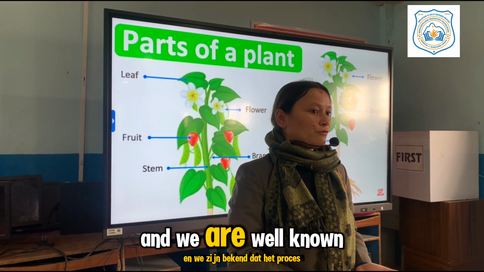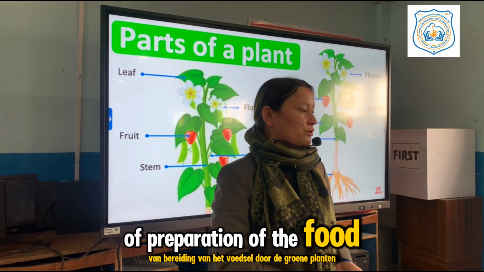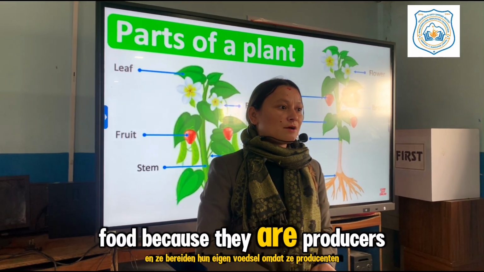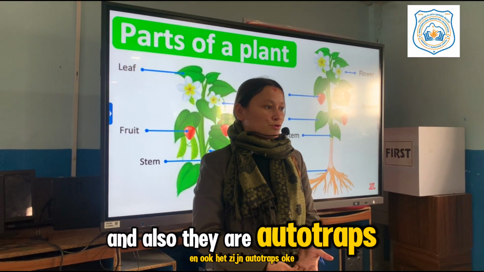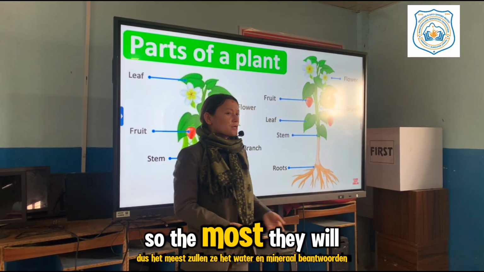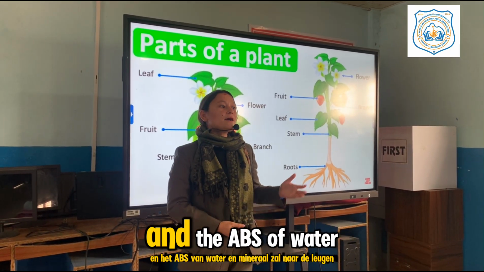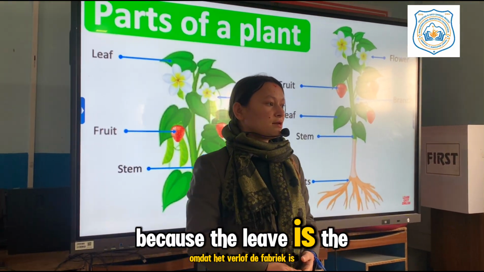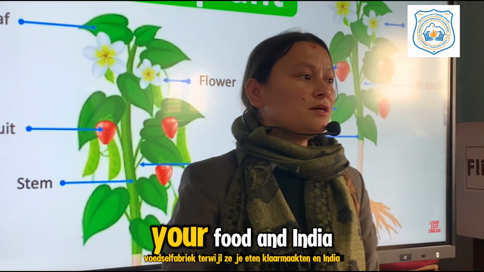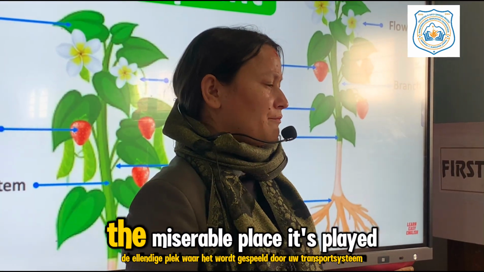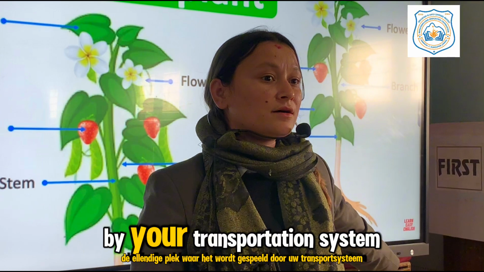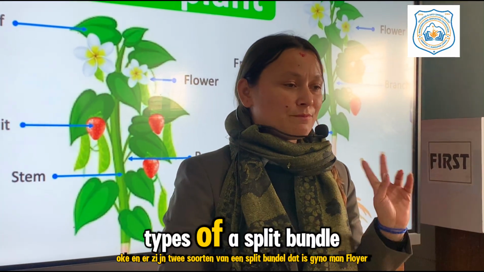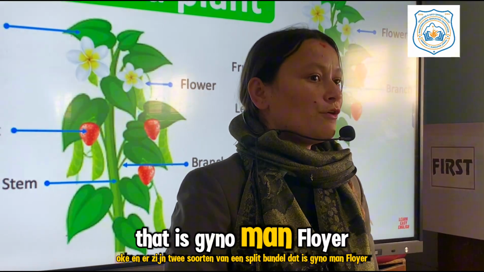And we are well aware that the process of preparation of the food by the green plants is known as photosynthesis, and they prepare their own food because they are producers and also autotrophs. Okay, so the roots absorb the water and minerals, and the absorbed water and minerals will be sent to the leaf, because the leaf is the food factory, as they prepare their food. And there, the major role is played by a transportation system, or you can say vascular bundles. Okay, and there are two types of vascular bundle, that is xylem and phloem.